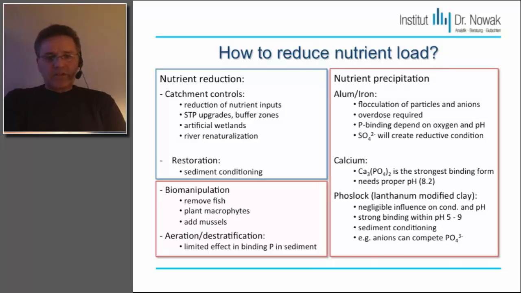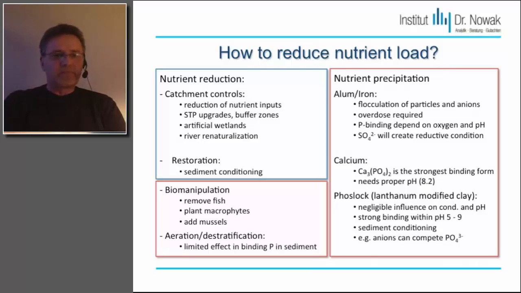And as well, you can use Phoslock, a lanthanum modified clay, that has very low influence on conductivity and pH of the water body. It binds phosphate within a wide pH range, and you can condition the sediment, make the sediment able to bind the phosphate. And the disadvantage of the Phoslock is maybe that other anions like carbonate can compete with phosphate.